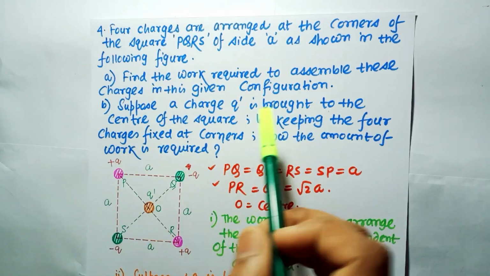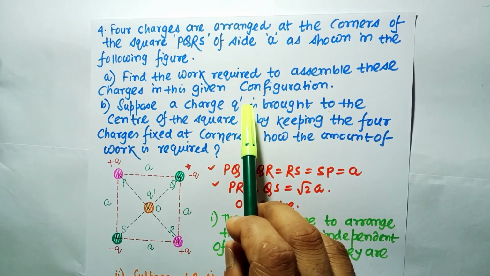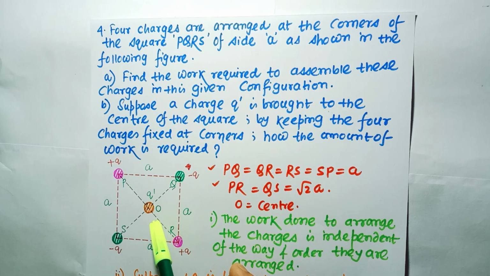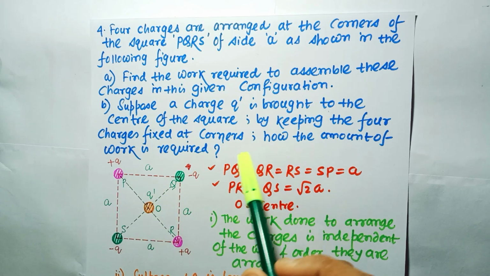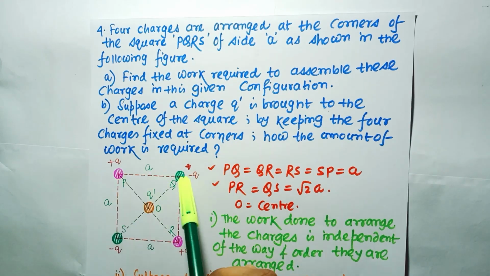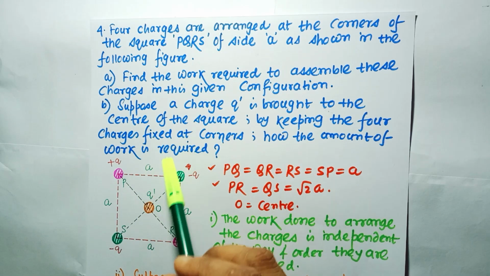And question number 2 is, suppose a charge q prime is brought to the center of the square. You can see the center is mentioned here as O. I bring one charge q prime to the center of the square by keeping the 4 charges fixed at the corners, so I keep all the other charges, 2q and 2 minus q, fixed at the corners. How much work is required?